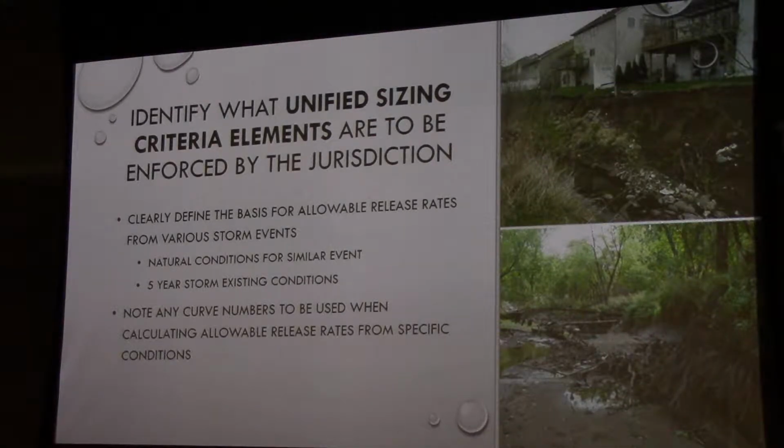So one of the things to do is, what unified sizing criteria elements are going to be enforced by the jurisdiction. This was written as, hey, if you're just picking this up and going with it, clearly define what is the basis, what are your allowable release rates? We kind of talked about them at our table, some of them. Are we talking about natural conditions, 5-year, so that you have sort of a numeric standard, not just, hey, follow ISWIM. And then if there are specific curve numbers that you want addressed when you're looking at them.